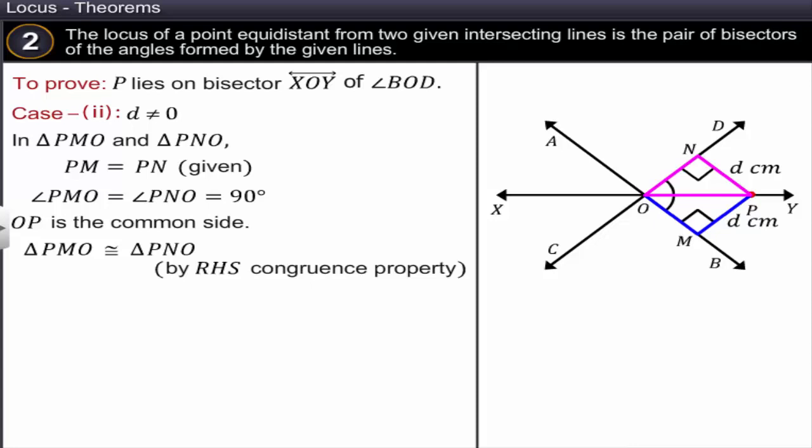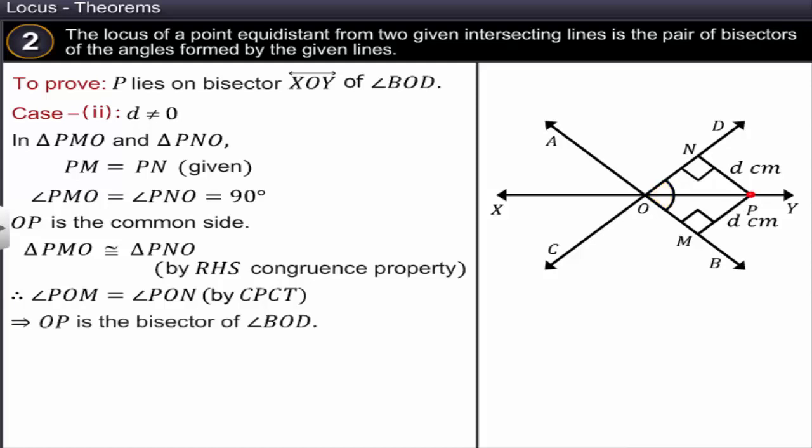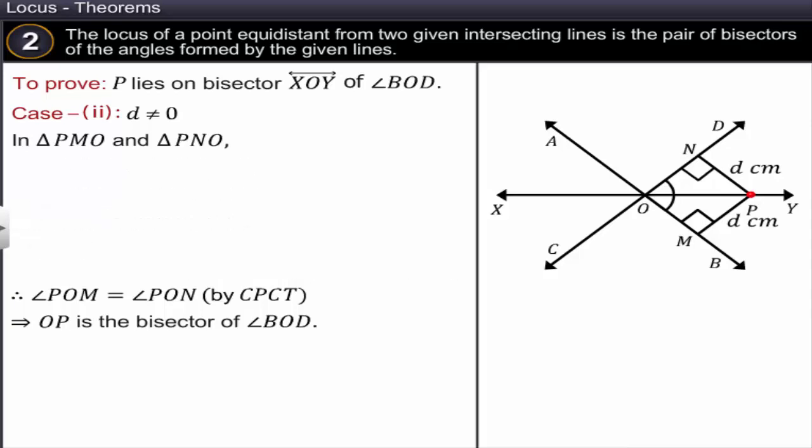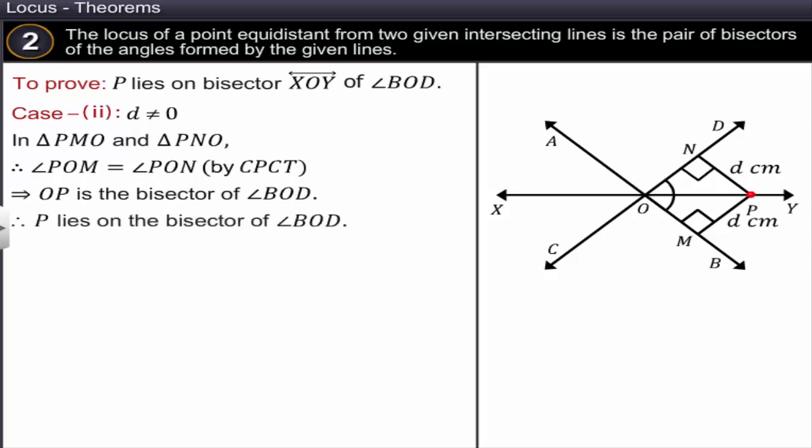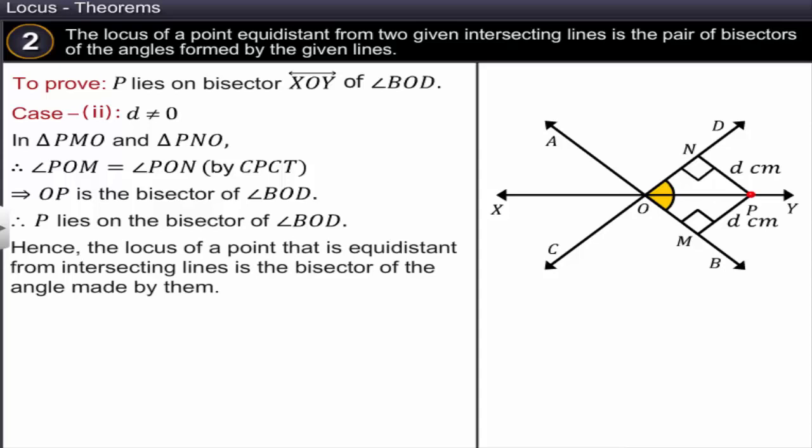So by corresponding parts of congruent triangles, angle POM is equal to angle PON, as the corresponding parts of congruent triangles are equal. This implies that OP bisects angle BOD, or point P lies on the bisector of angle BOD. Hence the locus of a point equidistant from intersecting lines is the bisector of the angle made by them.